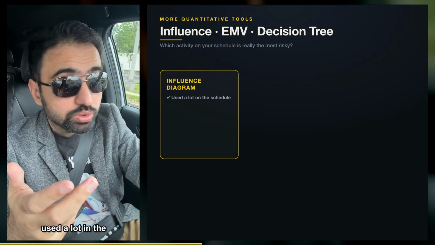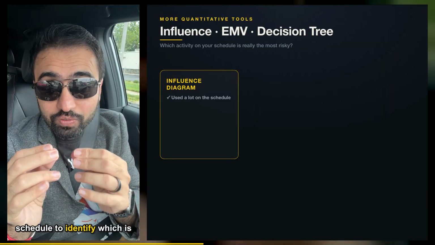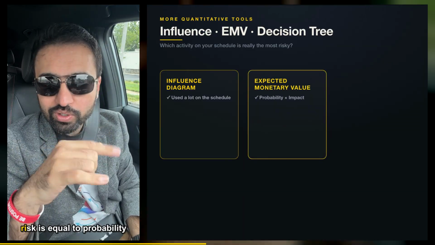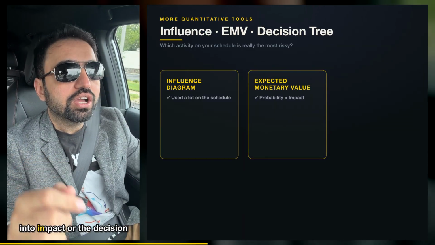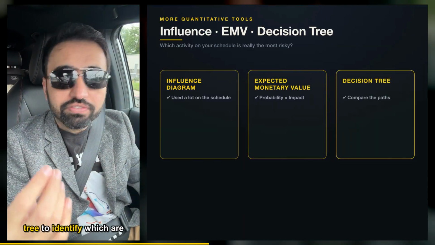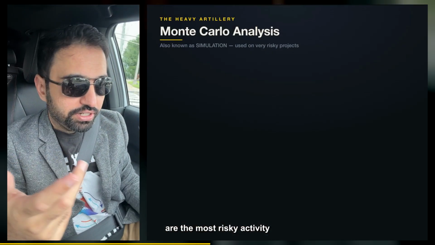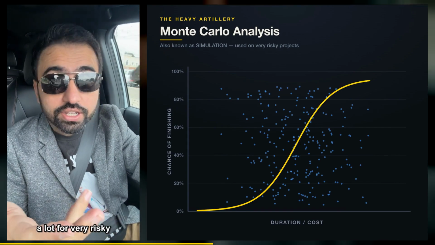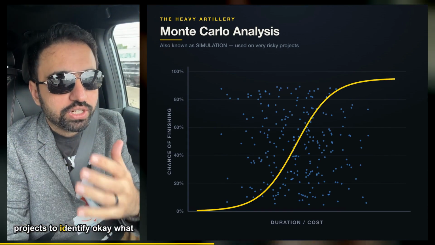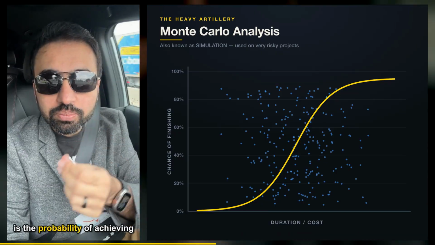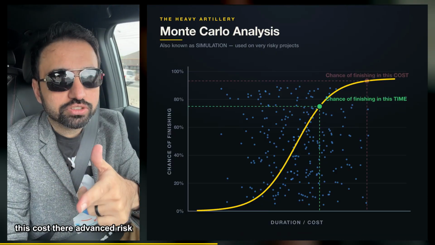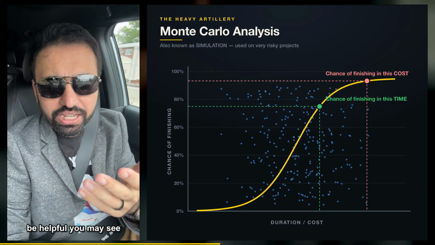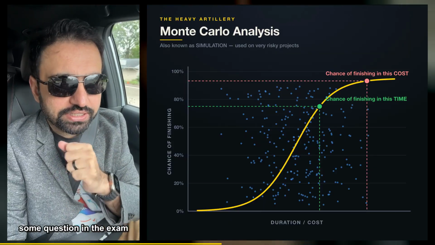Then we also have the influence diagram, which is used a lot in the schedule to identify the most risky activity. We can use expected monetary value, where risk is equal to probability into impact, or a decision tree to identify the most risky activity. Monte Carlo analysis, also known as simulation, is used a lot for very risky projects to identify the probability of achieving a given time or cost. They are advanced risk analysis tools. Understanding them can be helpful. You may see some questions in the exam.